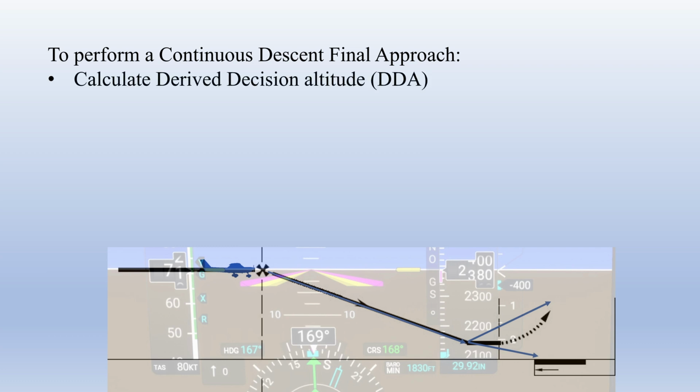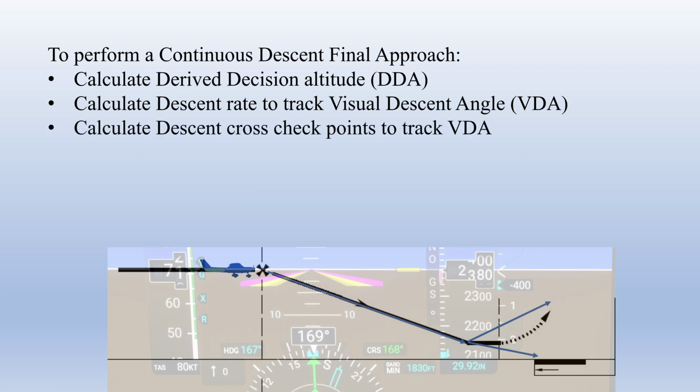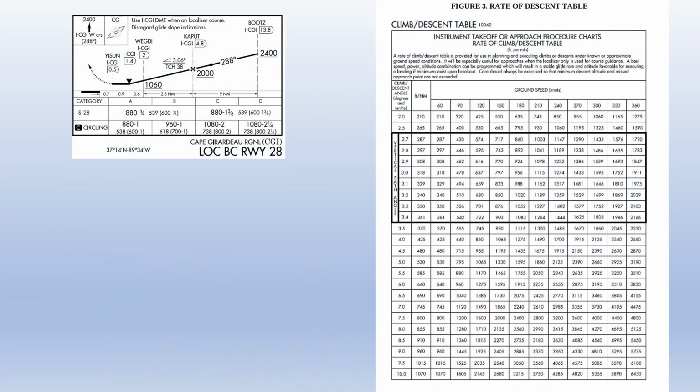We need to calculate a derived decision altitude, or DDA. We need to calculate a descent rate to track the visual descent angle on the approach, or the VDA, and then we need to calculate descent cross-check points to track that VDA and tell whether or not we are high or low. Calculating the DDA is the easiest part.